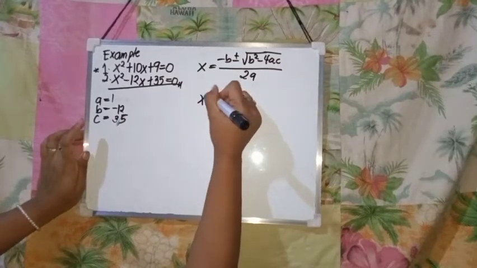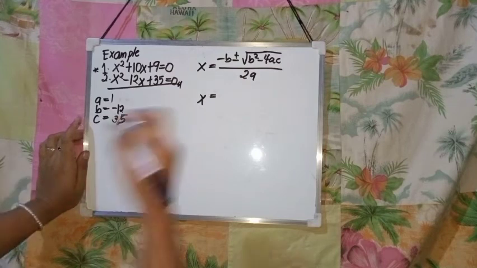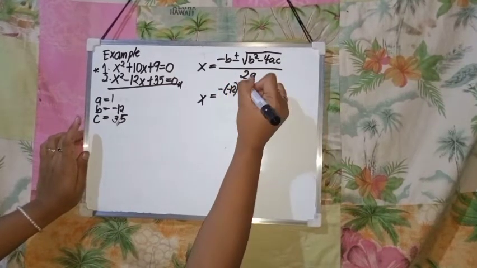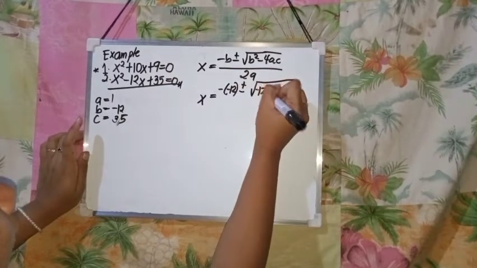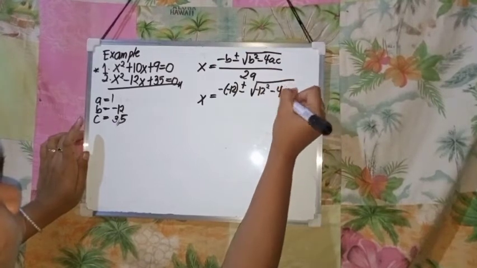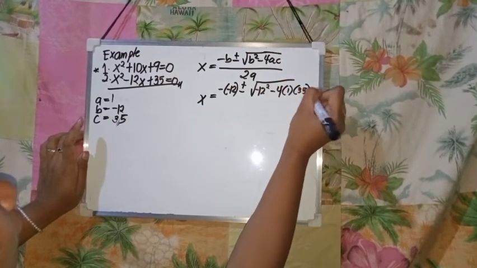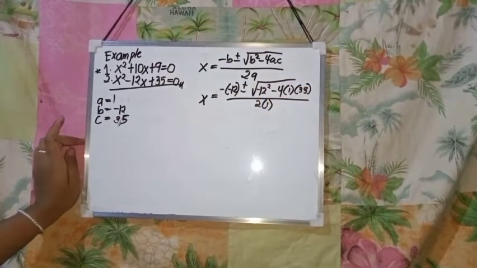So x is equal to, since our b is negative 12, negative negative 12, positive negative square root of negative 12 squared minus 4, the value of a is 1 and the value of c is 35, all over 2 times 1.